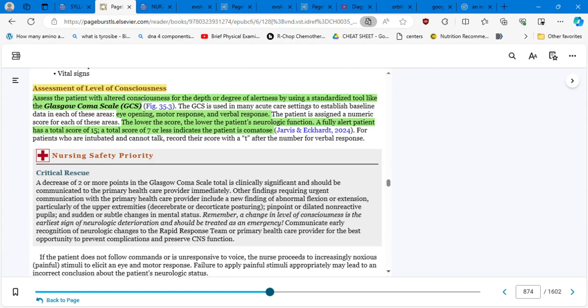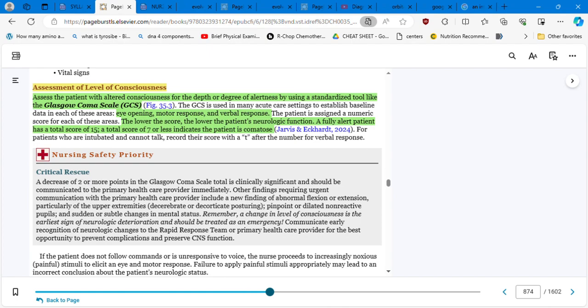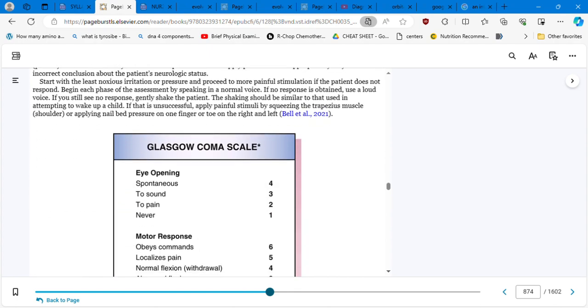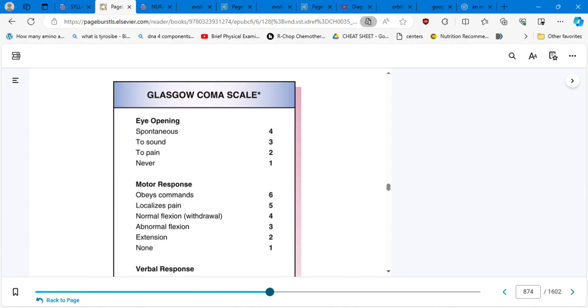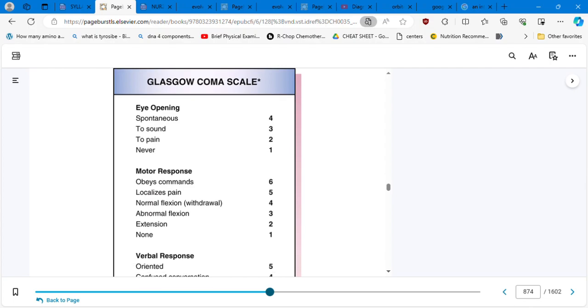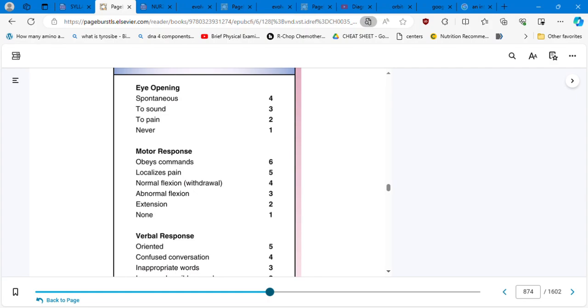How to assess for level of consciousness? We're going to use the Glasgow Coma Scale. And this is basically divided in 3 parts. We're going to assess the eye opening, the motor response, and the verbal response. The lower the score, the lower the patient's neurologic function. A fully alert patient has a total score of 15, so a total score of 7 or less indicates the patient is comatose. So here is the Glasgow Coma Scale. You can see the score for every section: the eye opening, the motor response, the verbal response.